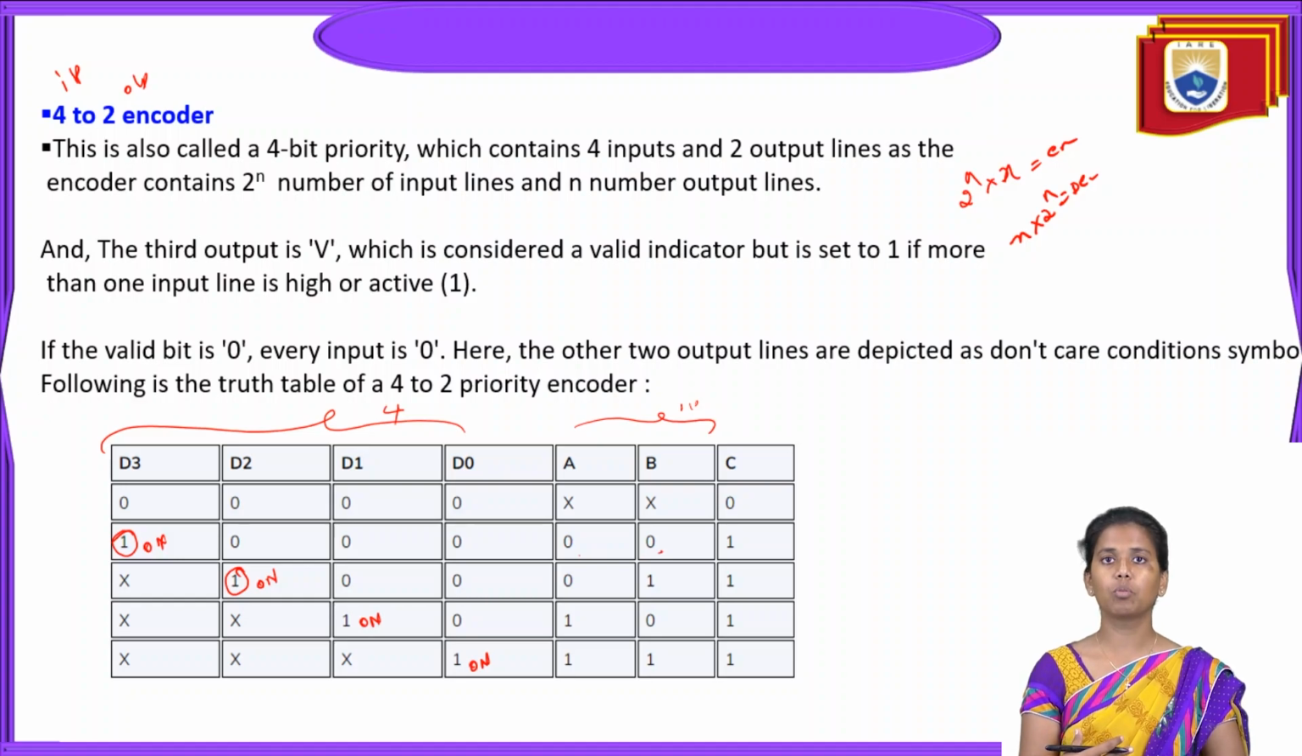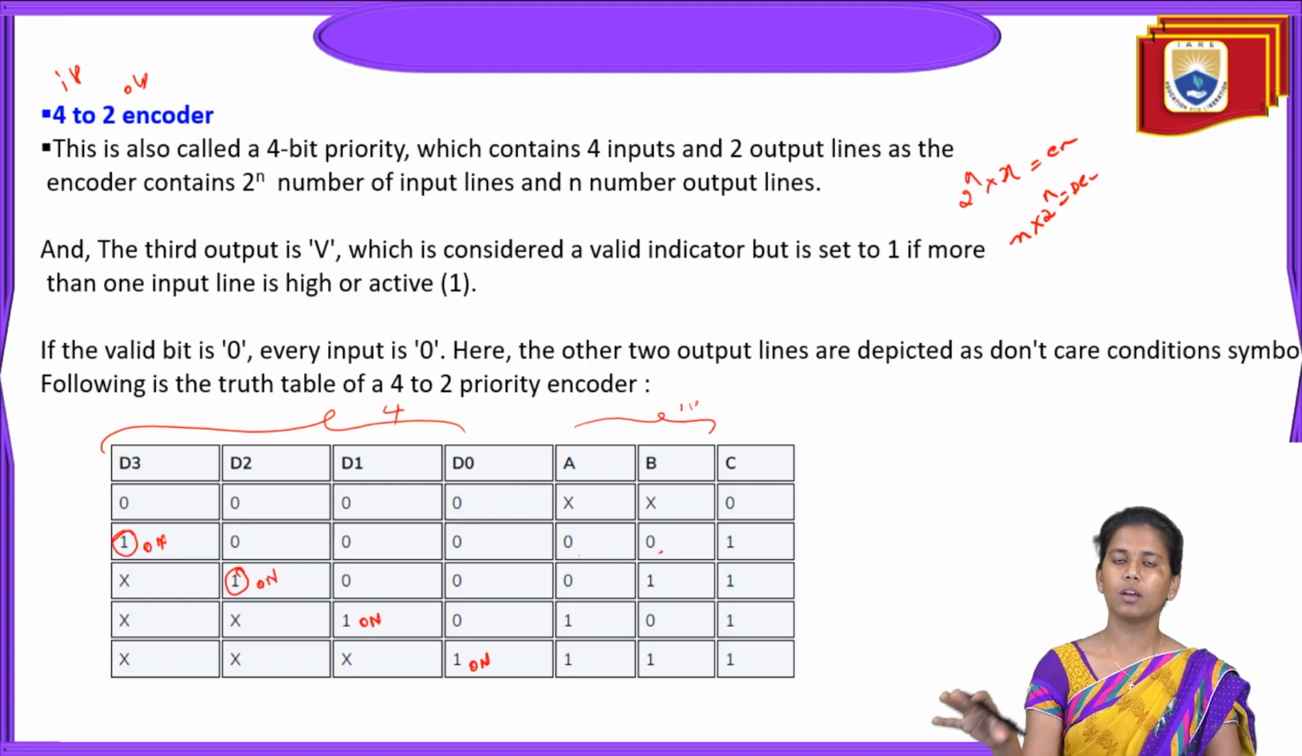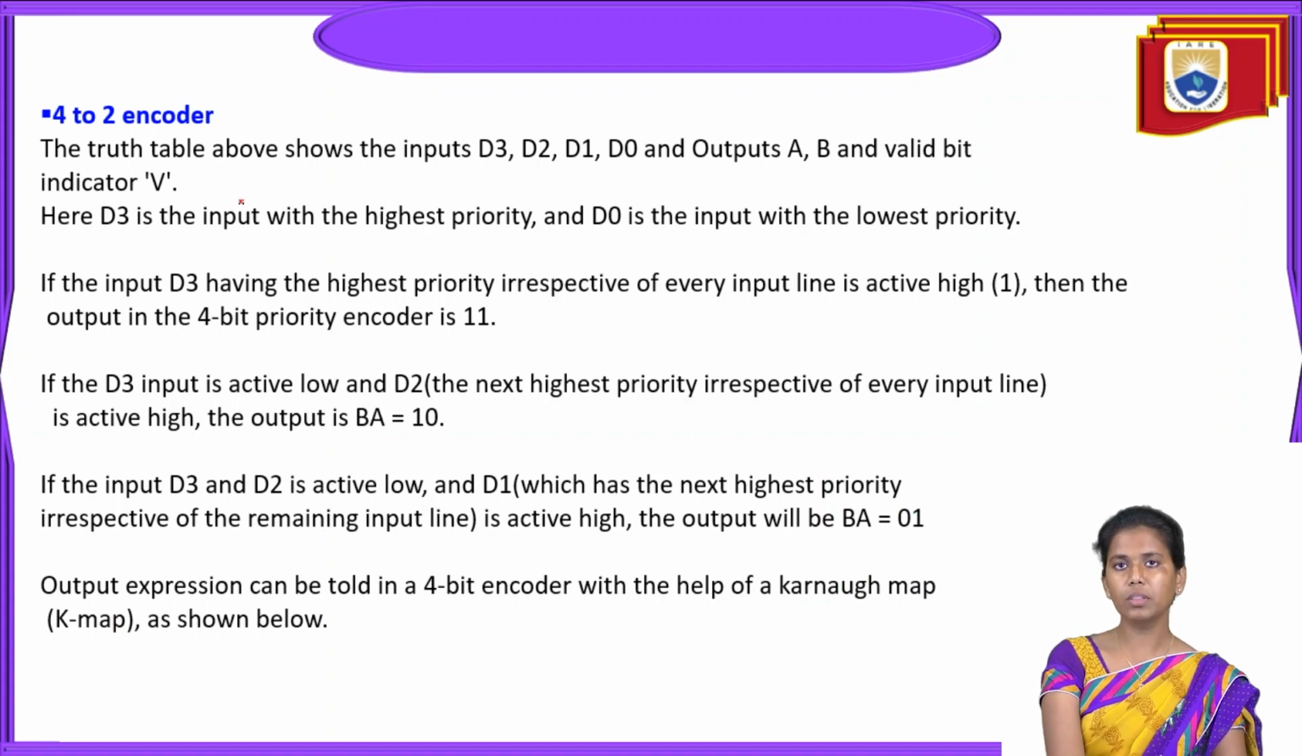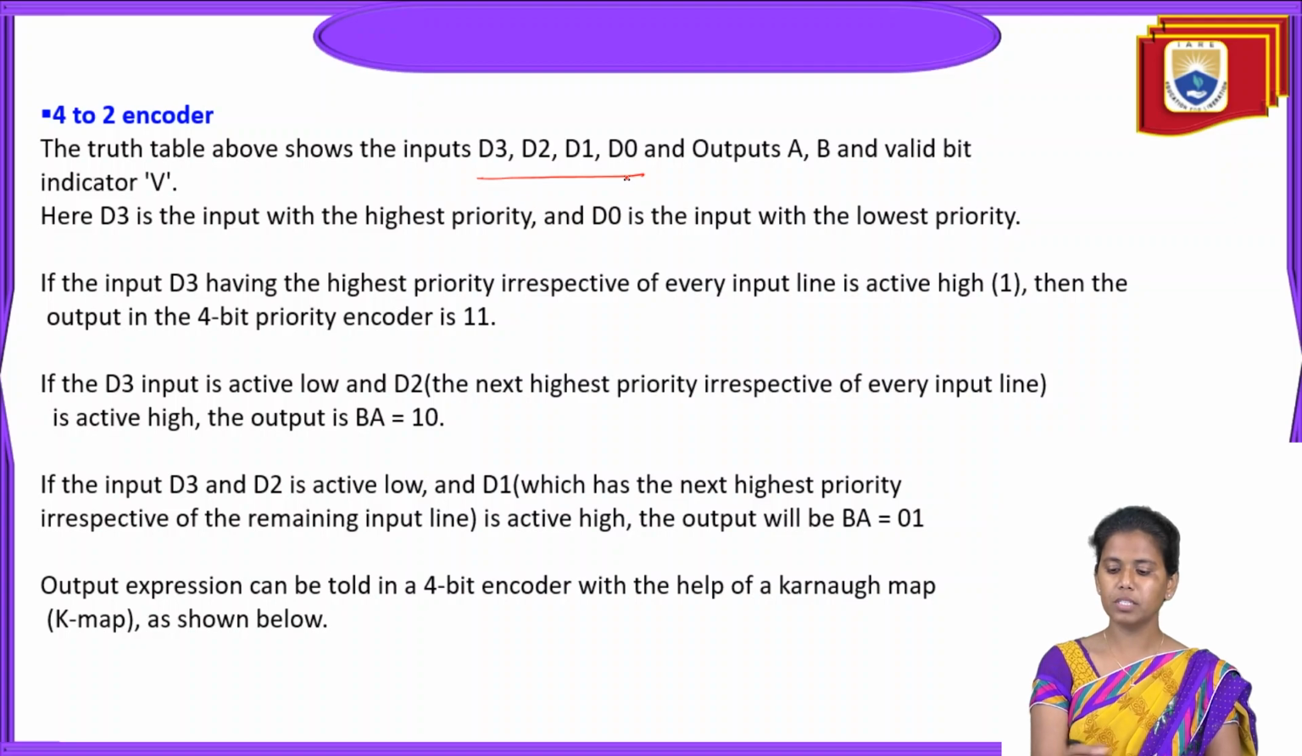Encoders are quite opposite to the decoder, but the same mechanism is applied. In the decoder you have two inputs and four outputs, whereas in the encoder you have four inputs and two outputs. And now in the truth table we see that all the inputs D3 to D0 are the inputs, A and B are the outputs, and one more bit we have is the valid indicator.